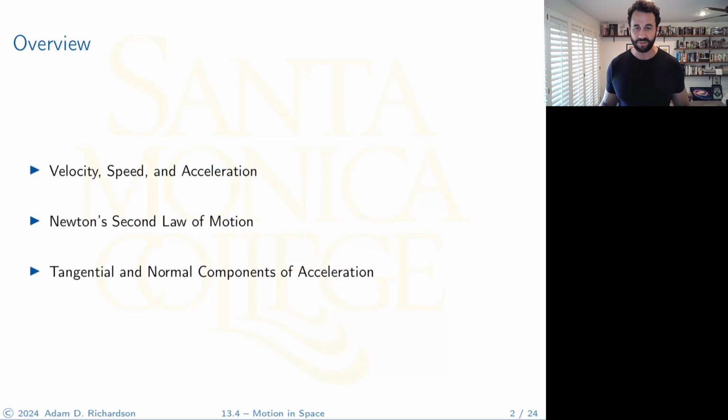Okay, so motion in space. We're going to talk about velocity, speed, and acceleration, briefly talk about Newton's second law of motion, and then we'll finish up with the tangential and normal components of acceleration. One quick note, velocity, speed, and acceleration, it really is just what you remember from Calculus 1, except now it's in higher dimensions. So if you can remember the differential and integral relationship between velocity and acceleration and position, then it's kind of an extension of that. So it's not too much new stuff.